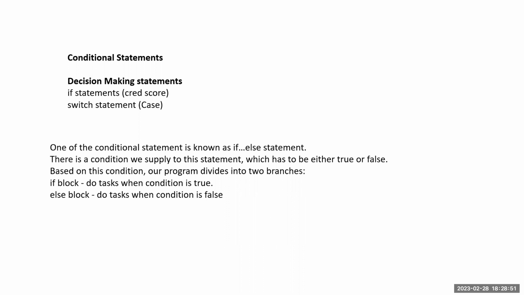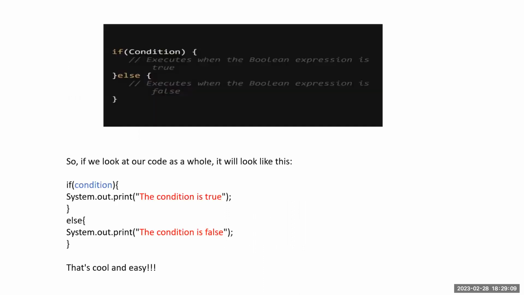One is the if block and the other one is the else block. The if block does tasks when the condition is true. The else block does tasks when the condition is false. So this is kind of a decision statement, right? Let's see how it works. This is a very simple example.